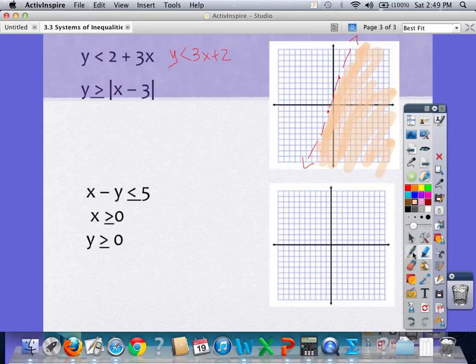Now, the other inequality is y is greater than or equal to the absolute value of x minus 3. That tells us the parent graph was an absolute value, and also tells us that it was shifted horizontally right. So we know that the parent graph starts at the origin, and this one is shifted over to the right. Right here is where it starts. It has a slope of 1, so we're going to go up. And we're going to go the other way too.